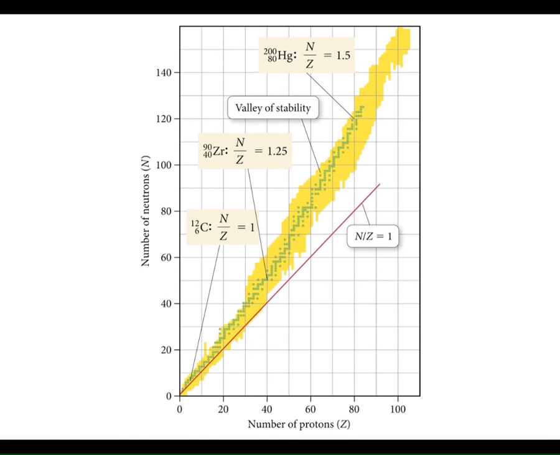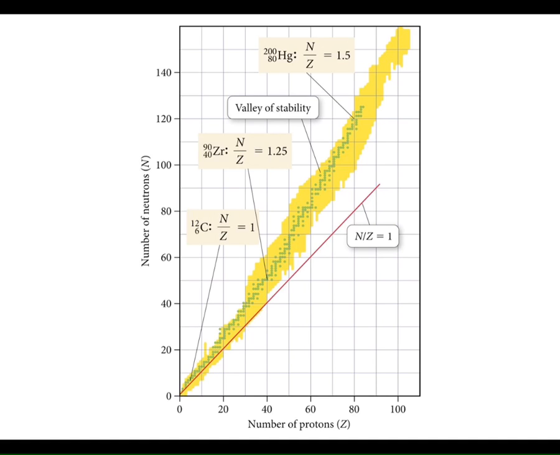So here's a little chart that shows what the ideal ratio is between protons and neutrons. So this is my number of neutrons over here. This is my number of protons. So this line shows when it's 1 to 1. So 20 to 20, 40 to 40. That's when it's 1 to 1.